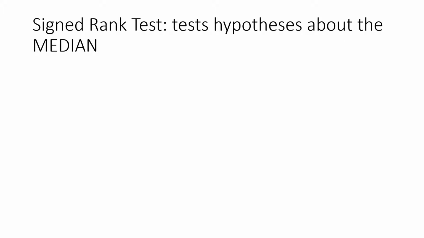The Wilcoxon signed rank test is going to give us that option. The signed rank test tests hypotheses about the median. The null hypothesis would be that the median is equal to some hypothesized value m sub 0, versus an alternative that the median is not equal to m sub 0.